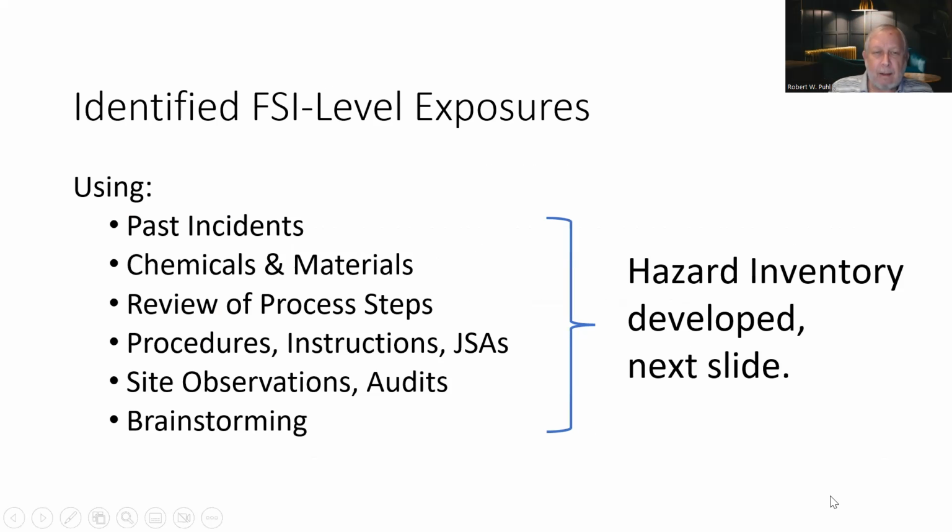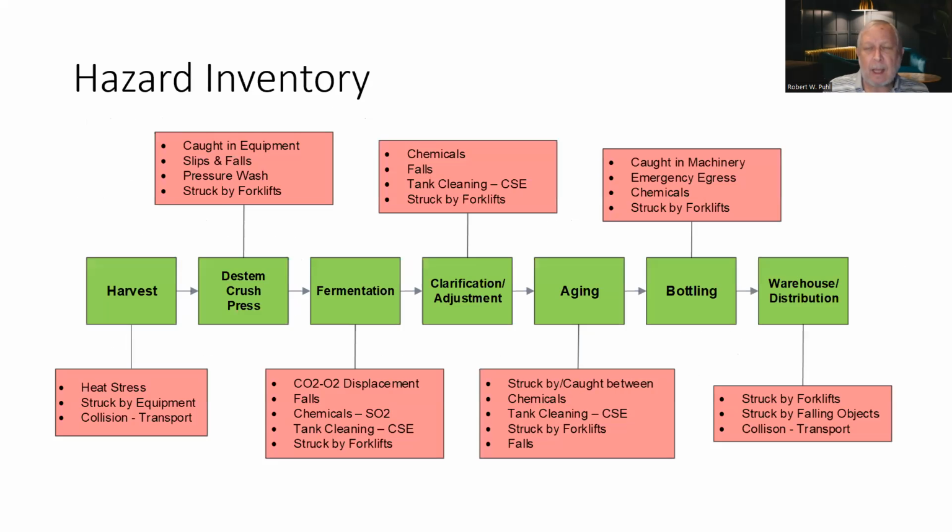Now they identified FSI level exposures using past incidents, chemicals and materials, like SDS sheets, review of the process steps, procedures, instructions, job safety analysis, site observations, audits, and brainstorming. And they developed a hazard inventory, shown on the next slide. I kind of like this. I think this is not a bad idea. Here you have the different operations: harvest, destem, crush, press, fermentation, clarification, adjustment, aging, bottling, warehouse distribution.